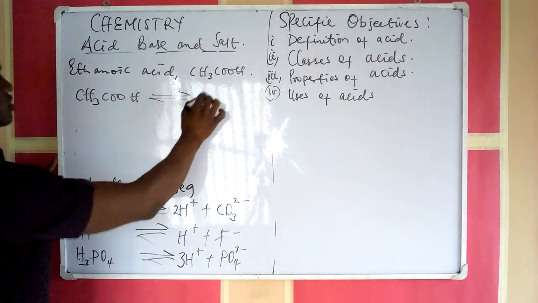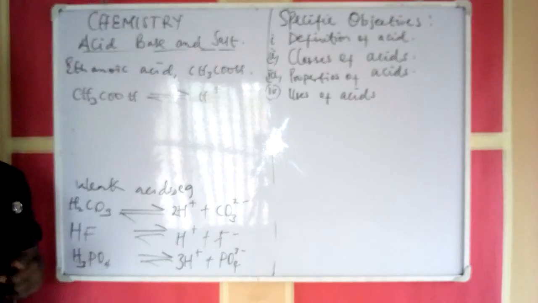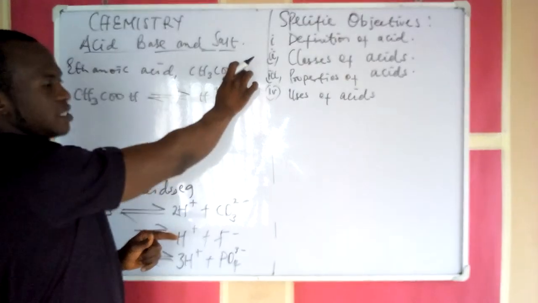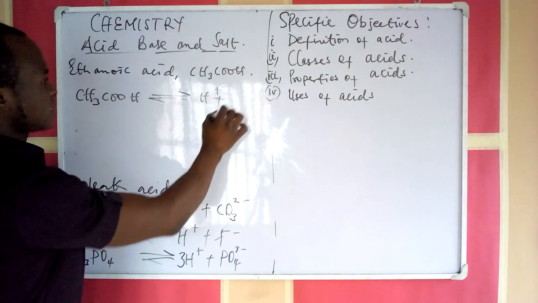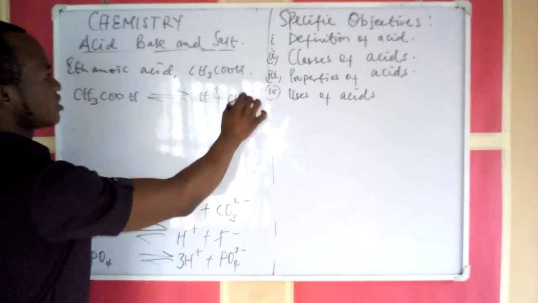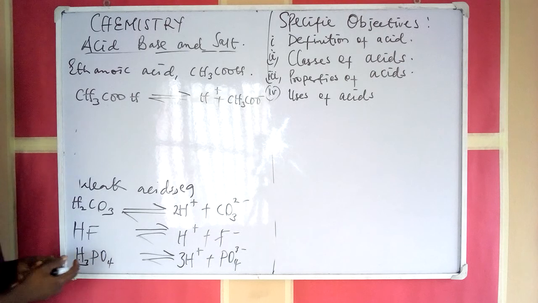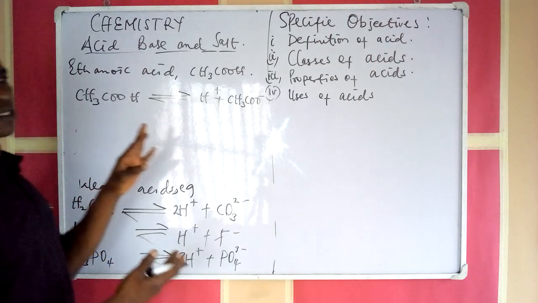To give us hydrogen ion. The only ionizable hydrogen present in this ethanoic acid is this last hydrogen. So here we ionize to have this CH3COO minus. Check whether it is balanced or not. It is balanced. Okay. So these are examples of weak acids.